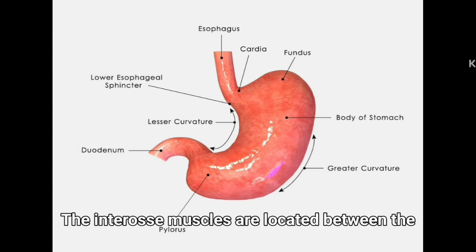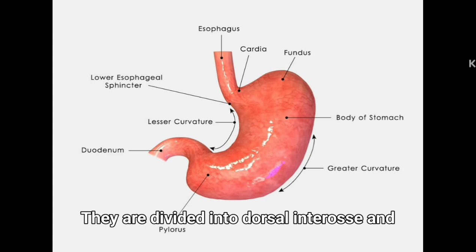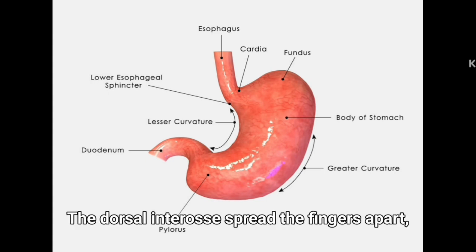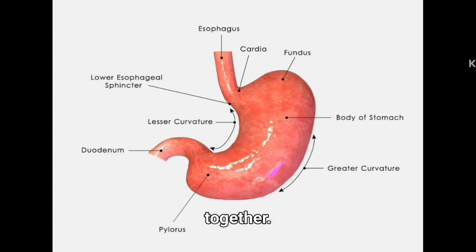The interossae muscles are located between the metacarpal bones. They are divided into dorsal interossae and palmar interossae. The dorsal interossae spread the fingers apart, while the palmar interossae bring the fingers together.